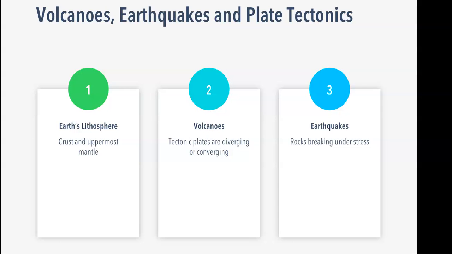We'll start off with Earth's lithosphere. Earth's lithosphere includes the crust and the uppermost mantle, which constitute the hard and rigid outer layer of the Earth. The lithosphere is subdivided into tectonic plates. On Earth, volcanoes are generally found where tectonic plates are diverging or converging. And earthquakes are the vibrations caused by rocks breaking under stress. The underground surface along which the rock breaks and moves is called a fault plane.